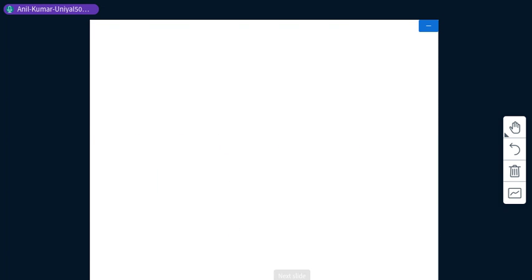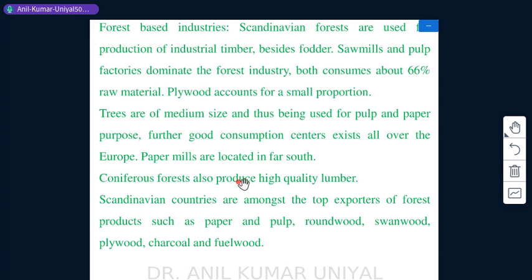Then we have some forest based industries here. Scandinavian forests are generally used for the production of industrial timber besides fodder. Sawmills and pulp factories dominate the forest industry. Both consume about 66% of raw material, and plywood accounts for a small proportion as compared to pulp and paper and sawmills.